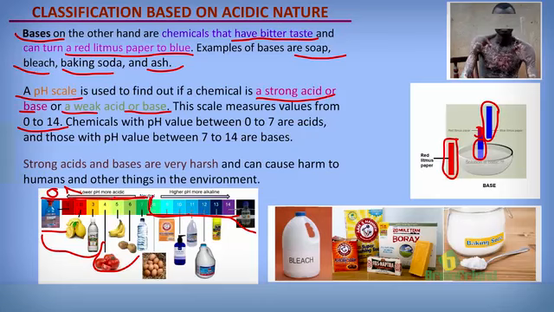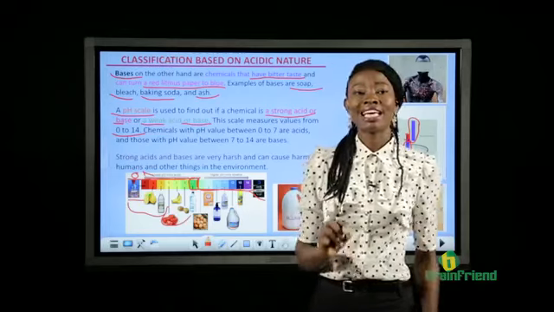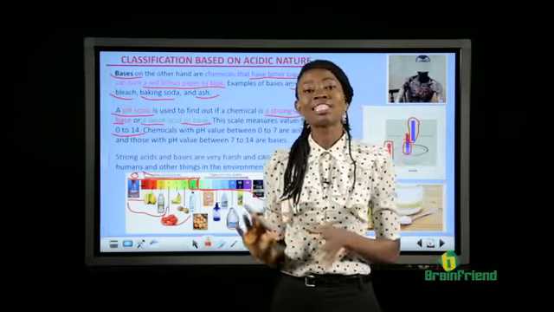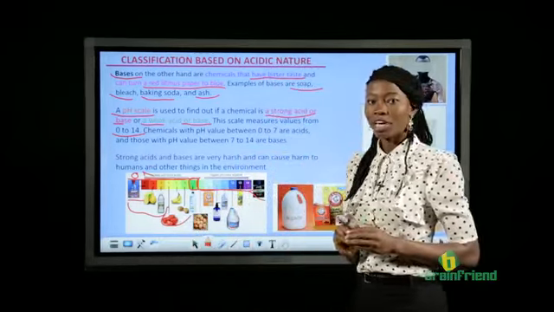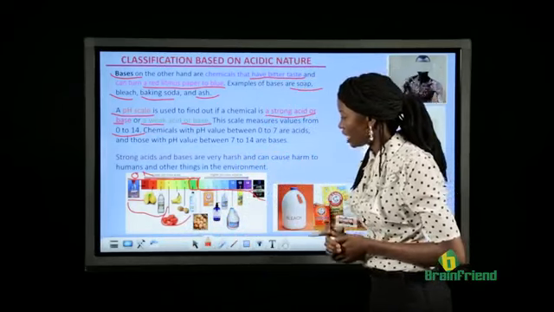Now, if you take note, water as a chemical has a pH value of 7. It is just at the middle of the pH scale. So we say water is a neutral chemical. Water is not a base. It is not an acid. It is a neutral chemical. So it dissolves in anything.